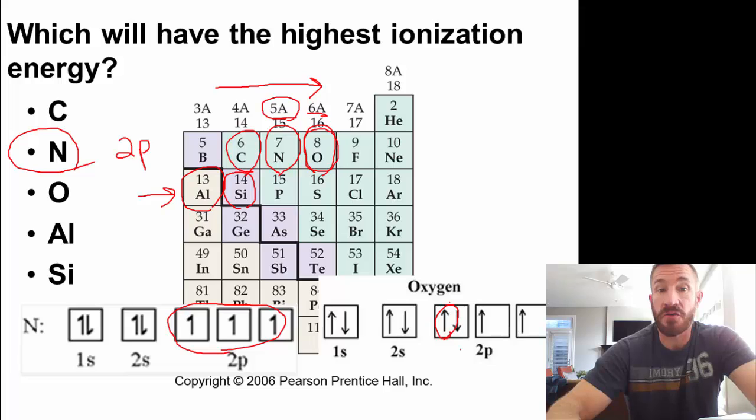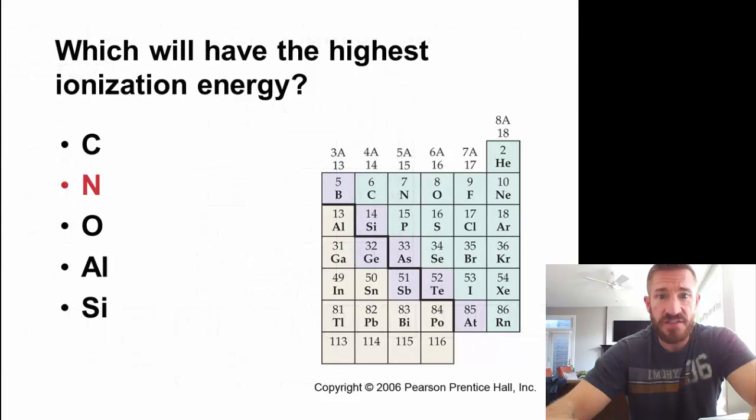One, it's closer to the nucleus than aluminum and silicon. And second, in that period, it has the greatest effective nuclear charge of all the things that are in the row, and it's not doubly paired, and so it's a little bit more difficult to remove than oxygen. And so the correct answer for that was nitrogen.